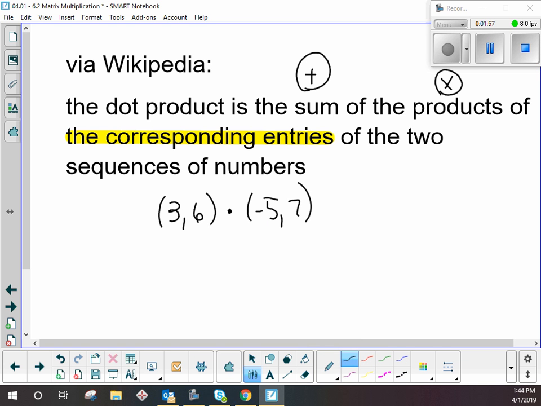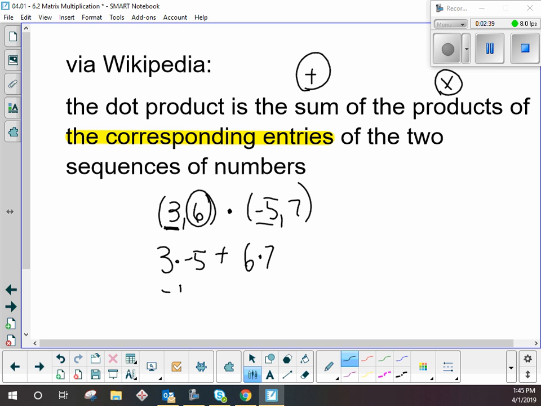A dot product is when you're multiplying two sequences of numbers, but you're multiplying the corresponding entries. So here is a 3. Which do you think is the corresponding entry over there? -5. So I'm going to take the product of those corresponding entries, which means multiply those two things. And then when I look at the 6, what's the corresponding entry to 6 over here? Okay, 7. I'm going to take the product of those corresponding entries, and then I'm going to add them. This is the sum of the products of corresponding entries.